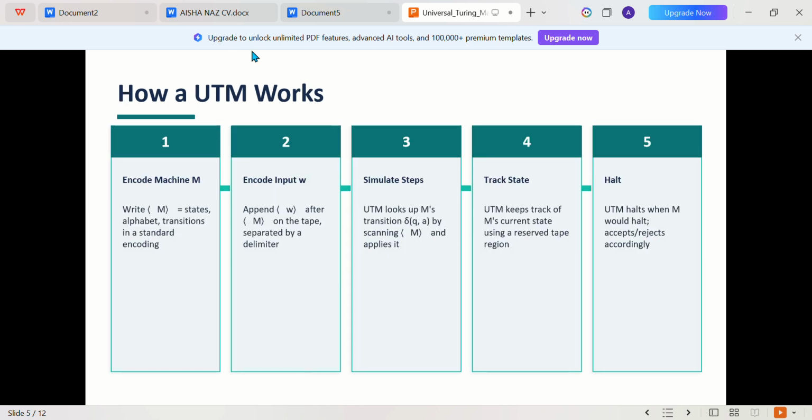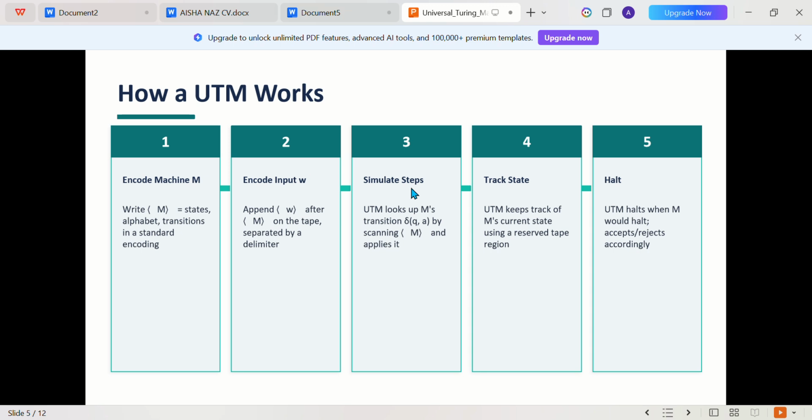Coming to how a universal Turing machine works, first of all we will encode the Turing machine which we are simulating. For that we will be using tape number 1, which is the representation of the Turing machine. The second step will be to encode the word, any word which we are taking from any language. The word here we are taking as W. We are taking W from any language L, and we are encoding that in the machine.